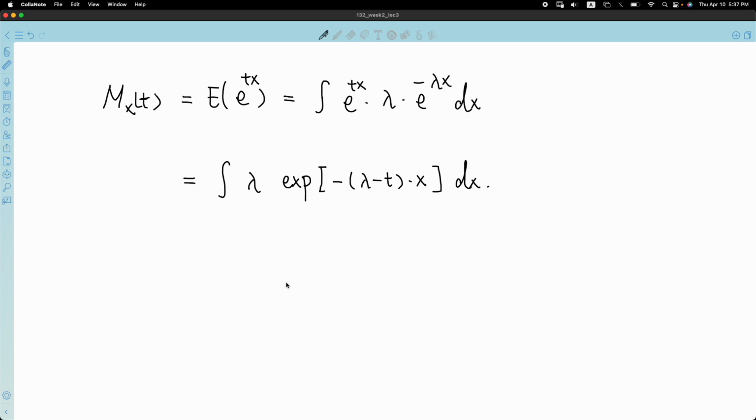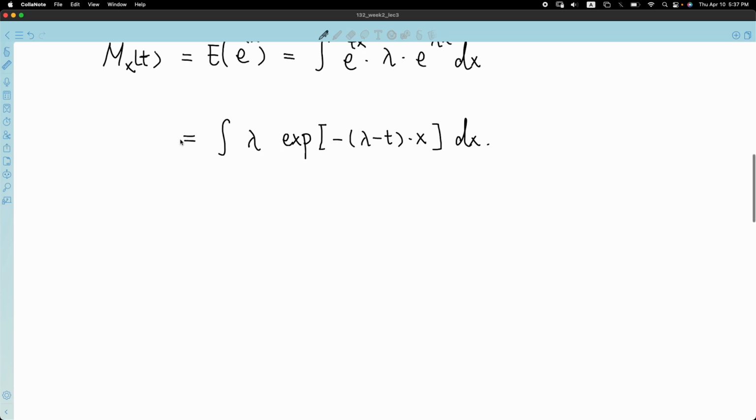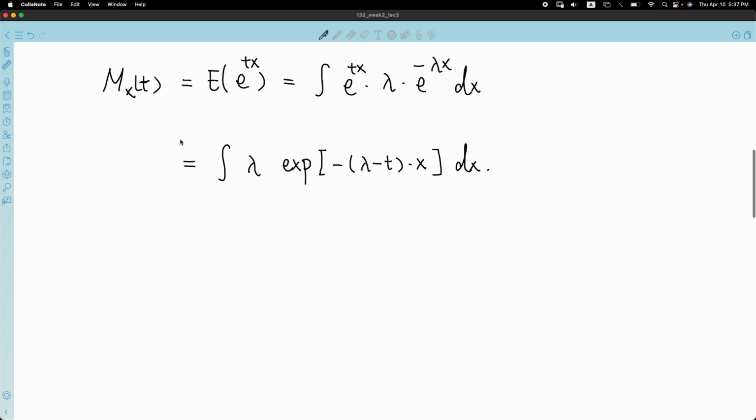Next we just need to evaluate this integral and then come up with an expression, and that final expression is the moment-generating function for the exponential distribution. Any thoughts on how to work on this integral here?